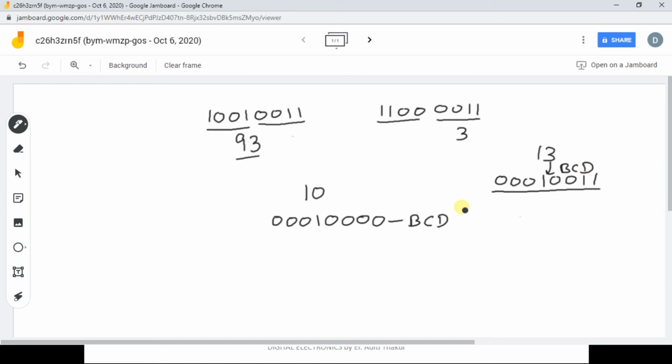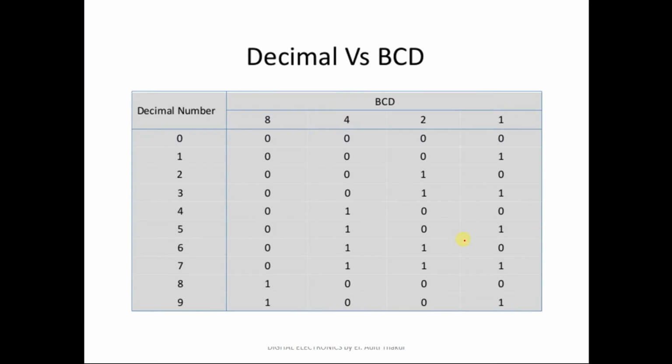Because from 0 to 9 there are 10 digits for the decimal numbers, those are defined. But what about the counting after 9? Next comes 10, 11 and so on, but all those numbers are combinations of these digits only. So here is a table. We can see that 0 to 9 are the decimal numbers, and here are the BCD codes. Now BCD code or 8421 code: 0000, 0001 and so on. We have written just the 4-bit binary equivalent of all these decimal numbers.